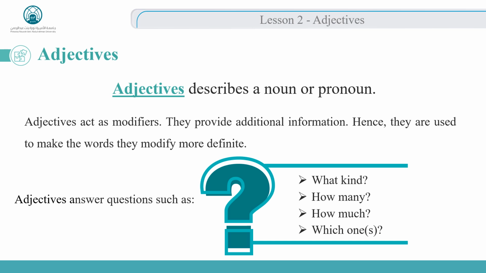Adjectives are words which describe a noun or a pronoun. They act as modifiers. What do we mean by that? We mean that adjectives provide additional information about the words they modify. They are used to make the words they modify more definite. So adjectives answer questions like what kind, how many, how much, which ones.